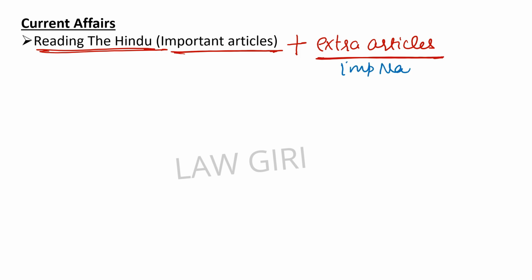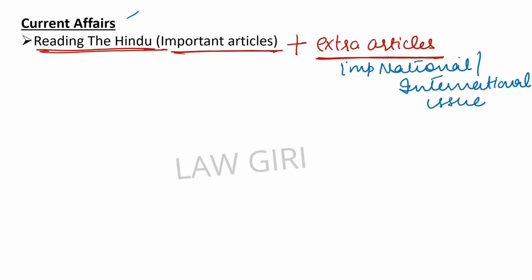Next we have current affairs. Now current affairs, you're going to read the Hindu important articles, plus you need to read your extra articles also. You need to create one thing: whatever you feel is an important national or international issue, you need to read about it, because current affairs is not only important for part A, it is also equally important for part B, right? So collecting data is very important.